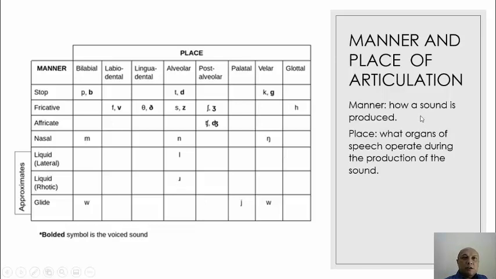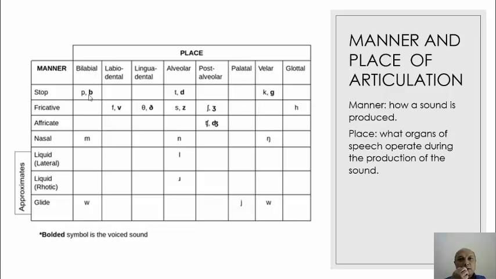Manner is how a sound is produced, and place is what organs of speech operate during the production of the sound. So we have a simple chart here. You have place here, and you have manner. In manner, you have stop. Stop or plosives is produced using our two lips, like when we pronounce p and b.